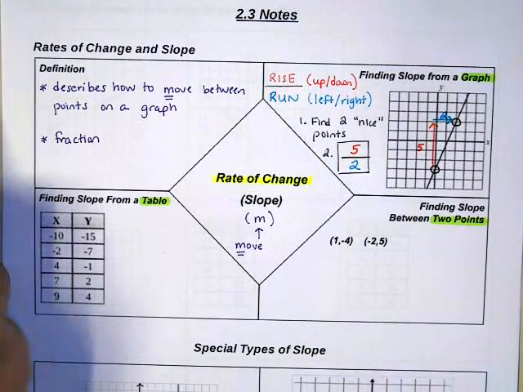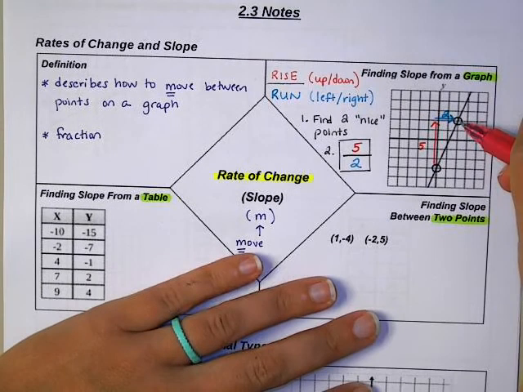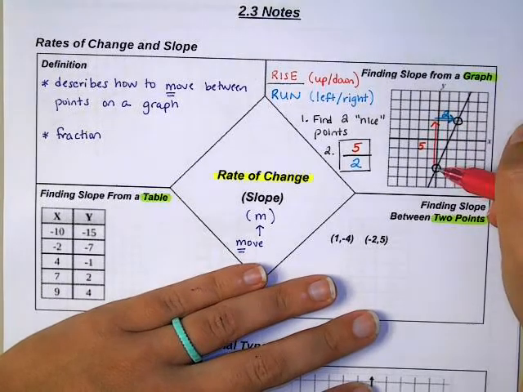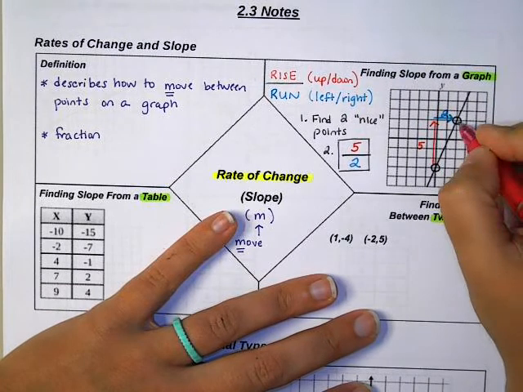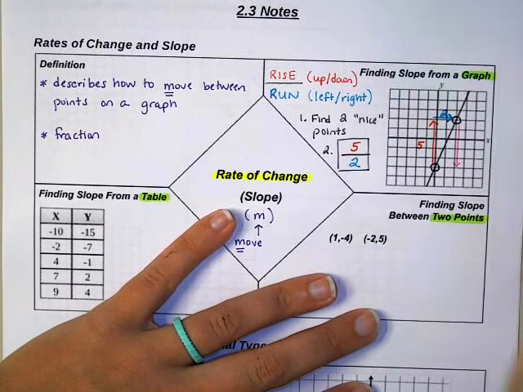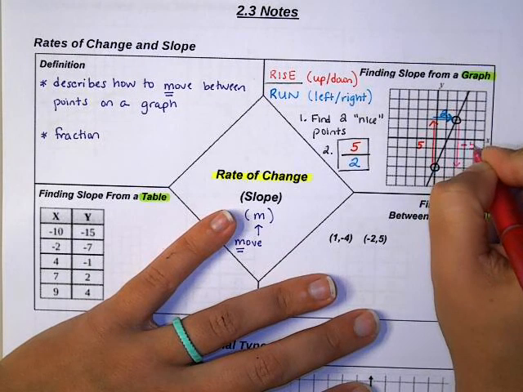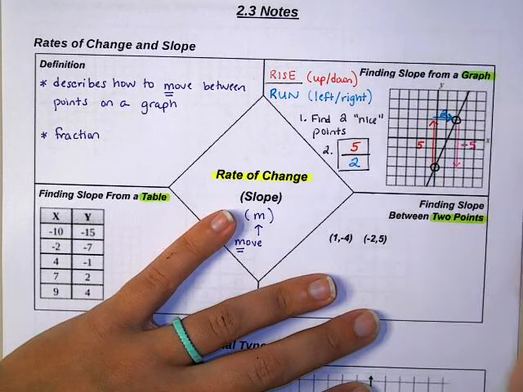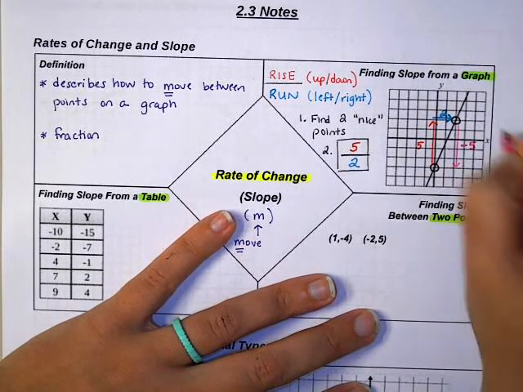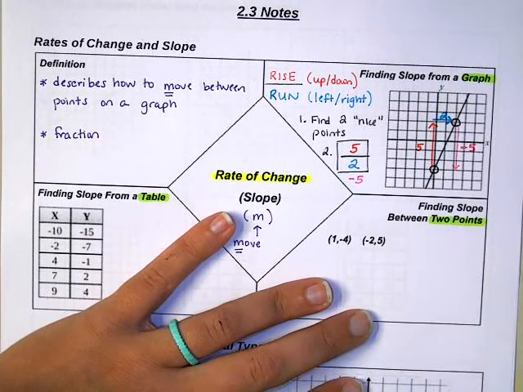Now, one of the things that we need to think about is that there's actually another way to find slope. So let's just suppose that you started at the top point instead of the bottom. To get from the top point to the bottom point, we would go down 5 boxes. So that would mean that instead of a positive 5, that would be a negative 5, which means the top number of my fraction would be negative 5.